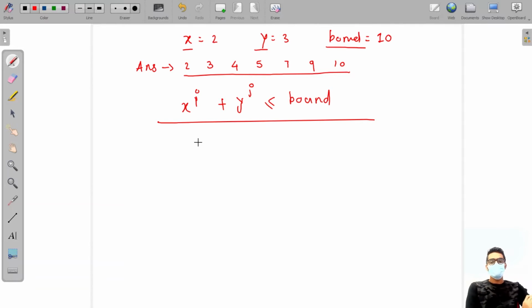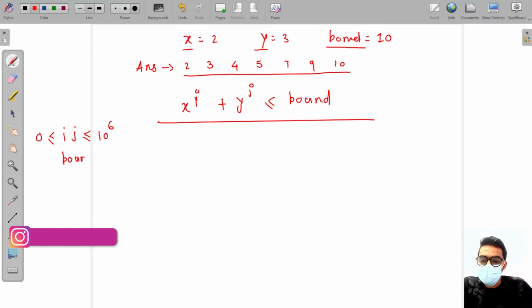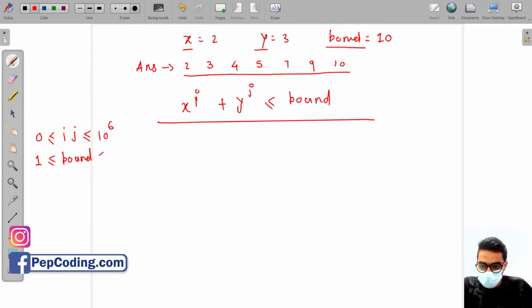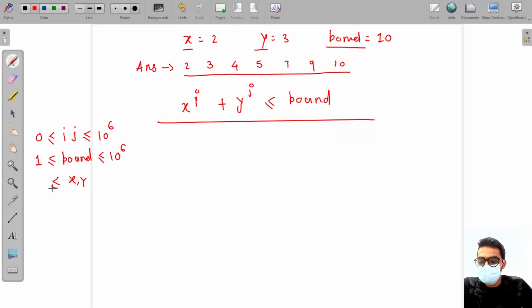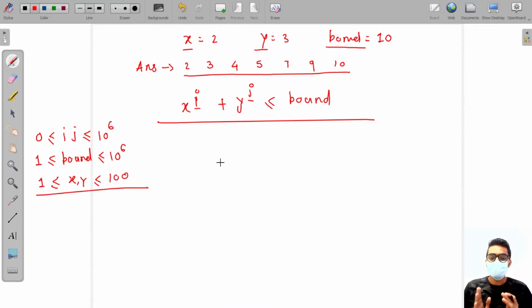How? Firstly, we are talking about constraints. For i and j, the value should be greater than or equal to 0 and less than or equal to 10 raised to 6. After that, bound's value is greater than or equal to 1 and less than or equal to 10 raised to 6. After that, x and y are greater than or equal to 1 and less than or equal to 100. This is the constraint that we have been given. By changing the values of i and j, we make combinations, and using those combinations we take the sum of these two numbers, and it will be less than or equal to our bound.